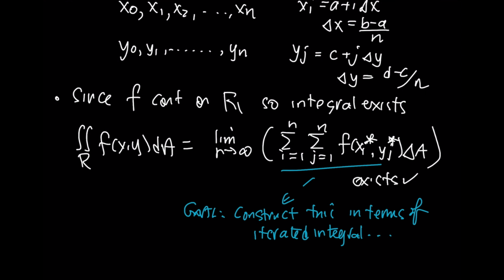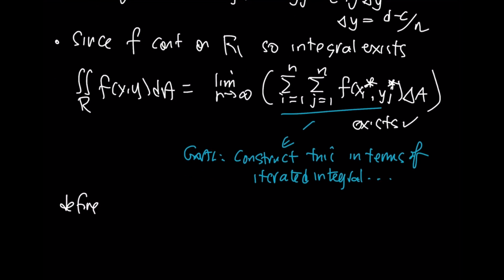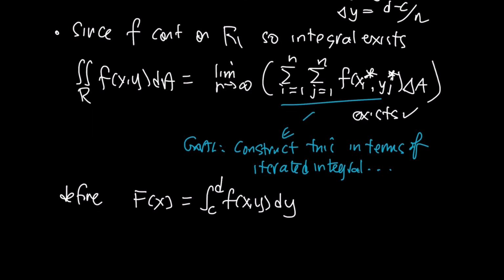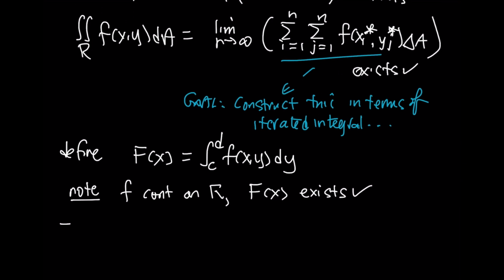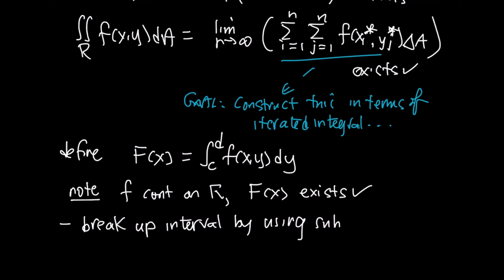So we're going to define this function here, capital F of x, as the function of x that we get when we perform a partial integration with respect to y. Now note, because f is continuous on R, this integral will exist, and that means that this function capital F exists.